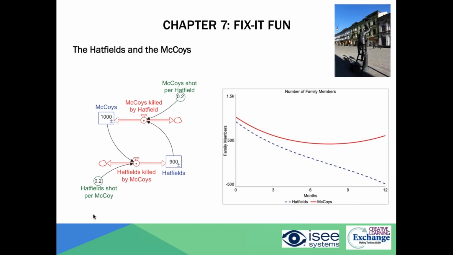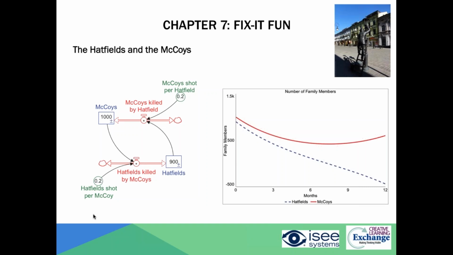I wanted to share just a little bit about this last chapter, Fix It Fun. This can happen obviously with some of the models where you get erroneous behavior, and this one is really kind of a fun one. If you know the story of the Hatfields and the McCoys, the idea that they're in a feud, and Hatfields are killing McCoys, and the McCoys are killing the Hatfields.